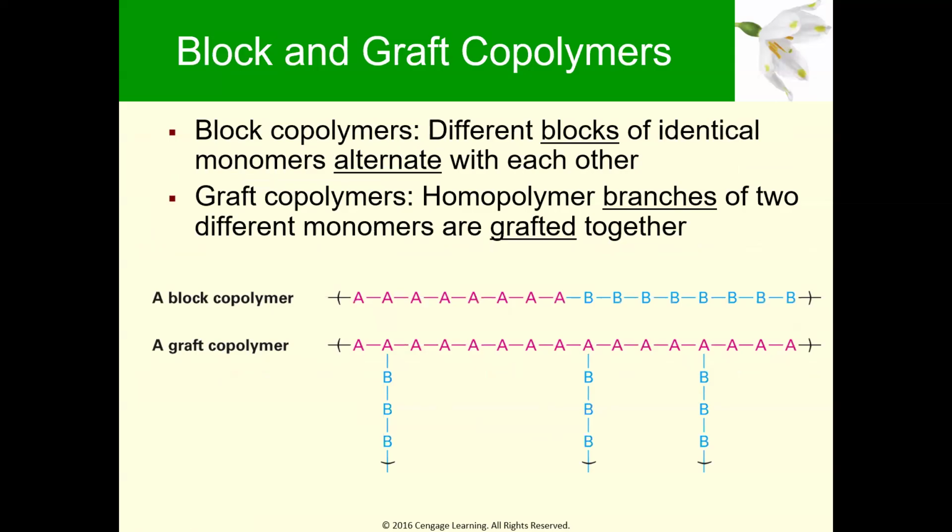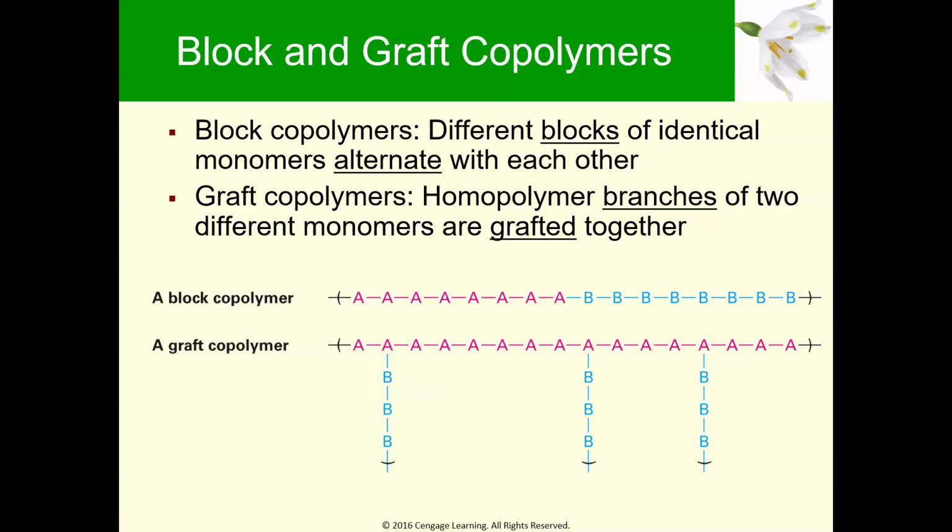Okay, now there are other copolymer types that we want to introduce, and one of them is called a block copolymer. As the name kind of implies, you get a lot of one monomer type connecting together, and then the other monomer type connects together, and then at some point, those two blocks connect. It's almost like making a building out of Legos, and you took a big stack of red Legos and a big stack of green Legos, and you connected them together. That would be a good example of a block copolymer. The different blocks of identical monomers alternate with each other.